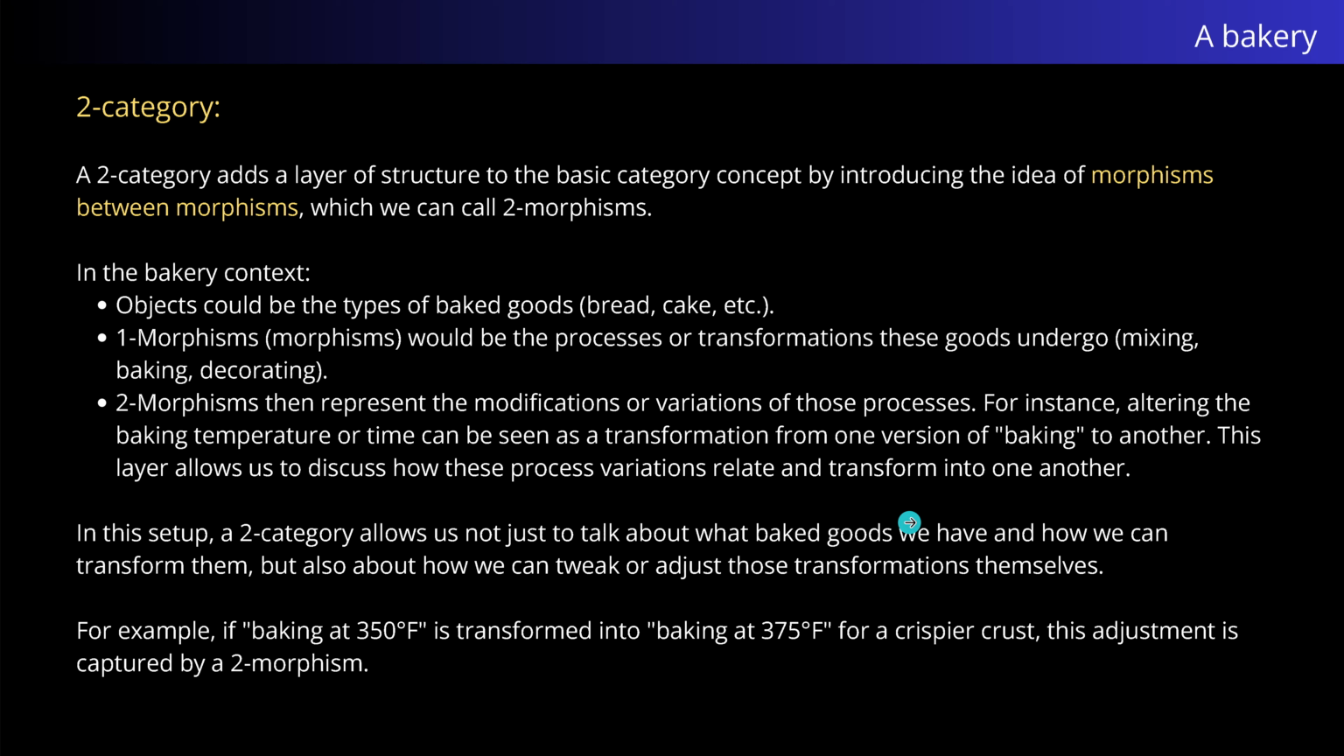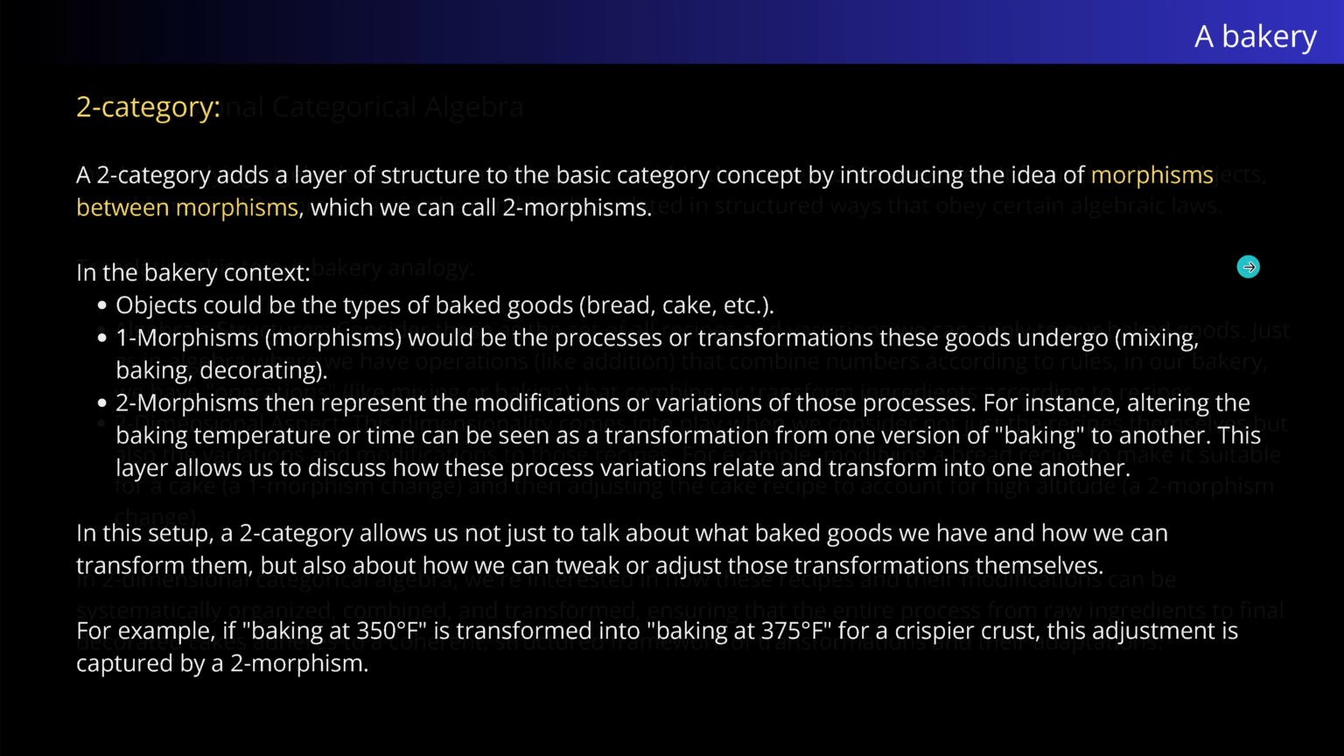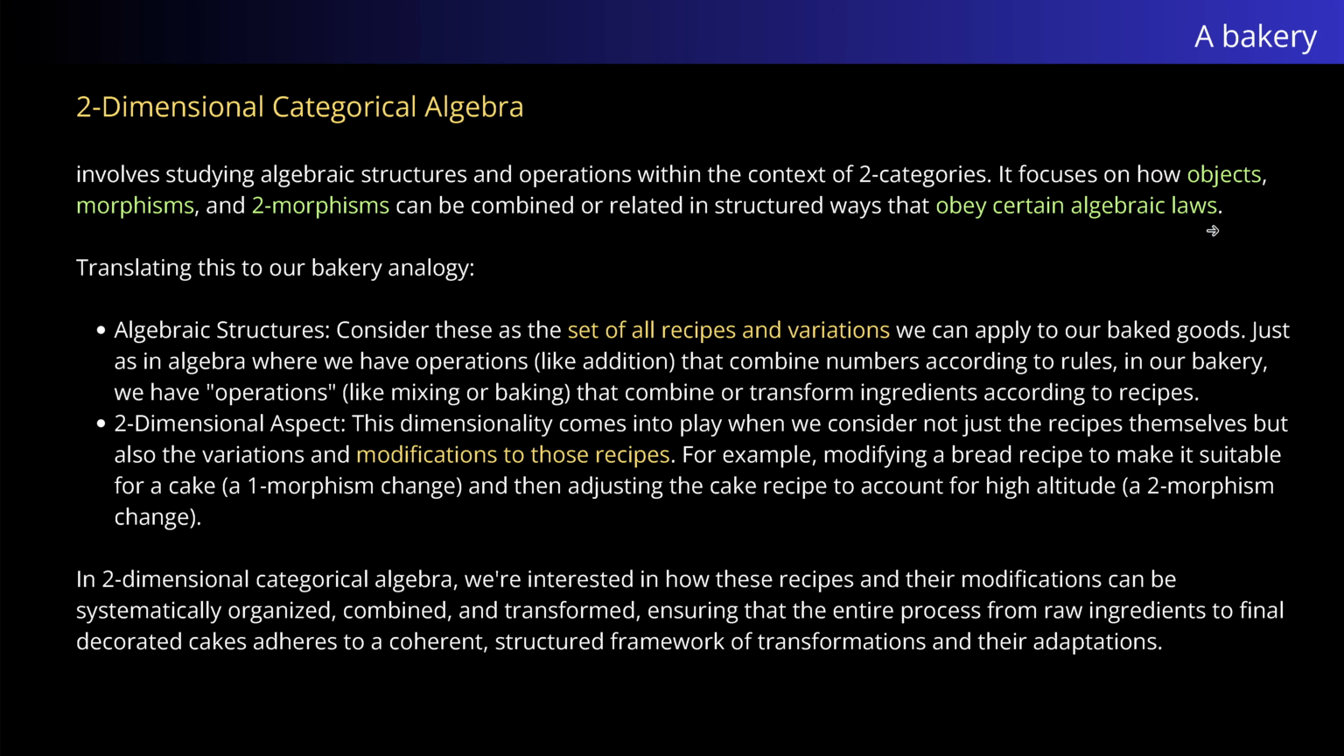And this is exactly why we need a 2-category. It allows us not to talk just about what baked goods we have and how we can transform them, but also how we can tweak or adjust these transformations themselves if we have new ideas, if we encounter roadblocks and we have to find new solutions. And this is really important, but before I show you why, we have to have the algebra of our two-dimensional categorical. It involves studying algebraic structures and operations within the context of the 2-categories. It focuses on how objects, morphisms, and 2-morphisms can be combined. And they have, of course, to obey certain algebraic laws. We are talking about an algebra.